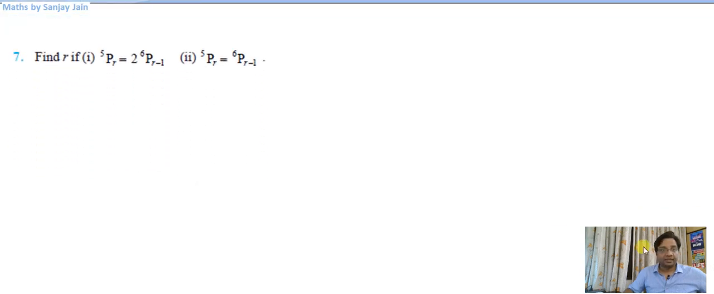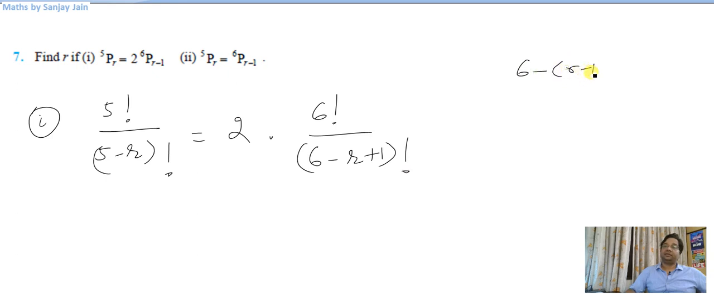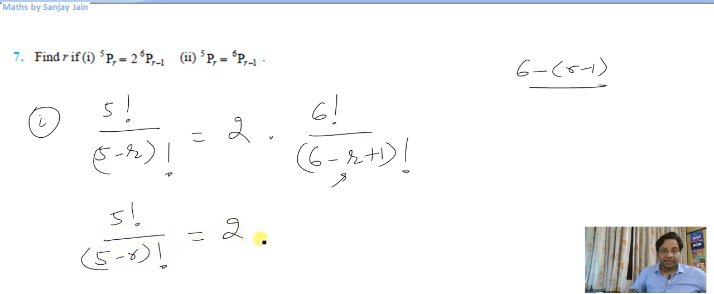Find r if 5Pr, that means 5 factorial by (5 minus r) factorial, is equal to twice of 6P(r minus 1), that is 6 factorial by (6 minus r plus 1) factorial. This is 6 minus r minus 1, which is nothing but this. So the left hand side is 5 factorial by (5 minus r) factorial, and on the right hand side I'll have 2 into 6 factorial divided by (7 minus r) factorial.